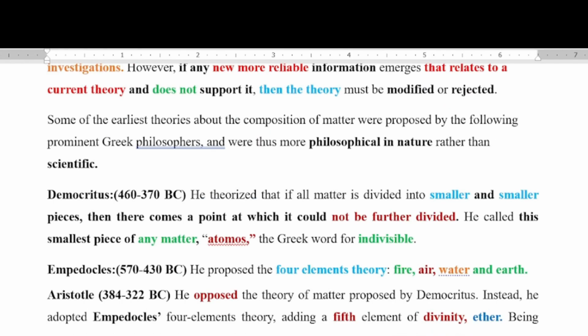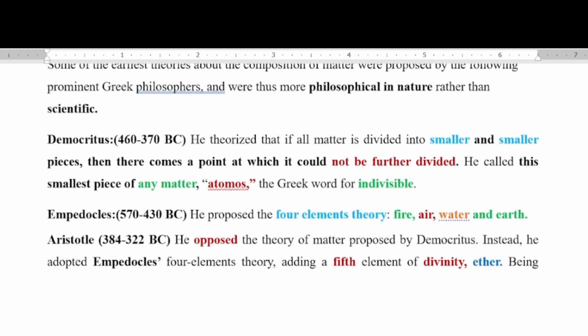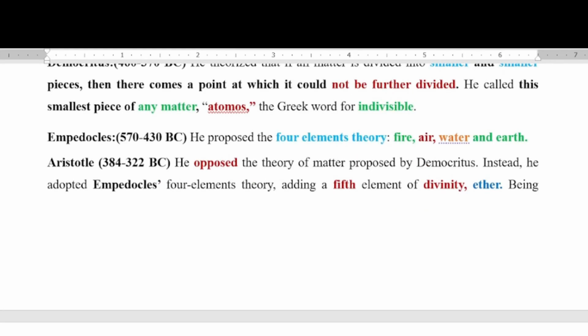Some of the earliest theories about the composition of matter were proposed by the following prominent Greek philosophers and were thus more philosophical in nature rather than scientific. Democritus. He theorized that if all matter is divided into smaller and smaller pieces, then there comes a point at which it could not be further divided. He called the smallest piece of any matter atomos, the Greek word for indivisible. Empedocles. He proposed the four elements theory that consists of fire, air, water, and earth.